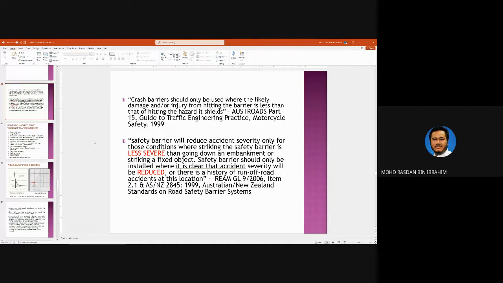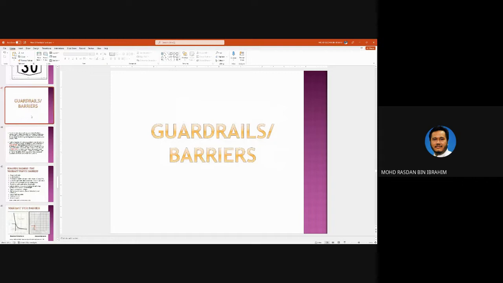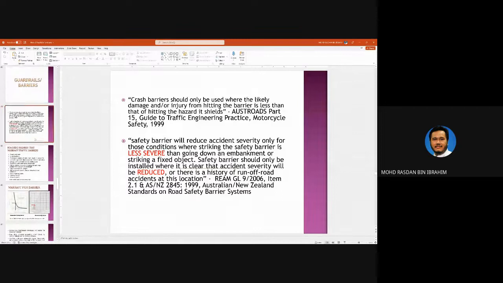Okay. So the second part of this lecture is about guardrails. Crash barriers should only be used where the likely damage or injury from hitting the barrier is less than hitting the hazard that it shields. So barriers are constructed to shield a hazard.